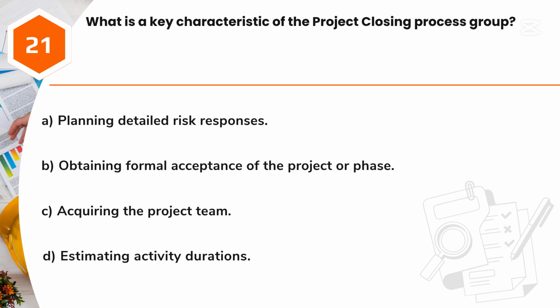Question 21. What is a key characteristic of the project closing process group? A. Planning detailed risk responses. B. Obtaining formal acceptance of the project or phase. C. Acquiring the project team. D. Estimating activity durations.